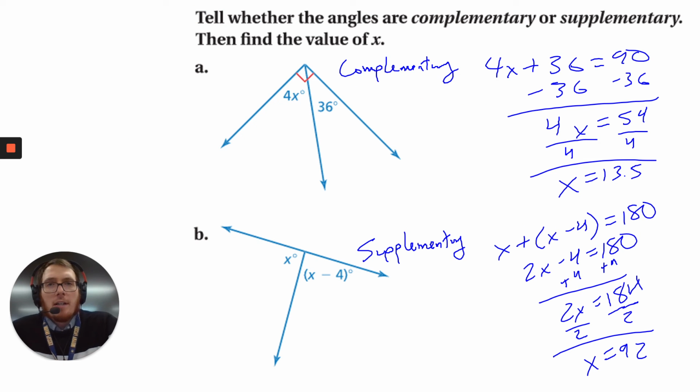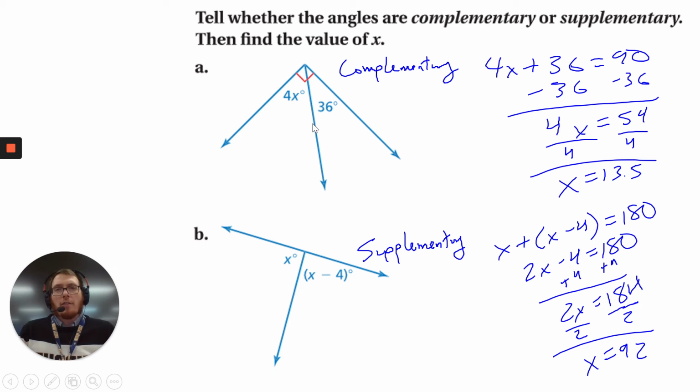The next thing we're going to talk about is solving equations using the ideas of complementary and supplementary. Make sure you're following the directions. So this says tell whether they're complementary or supplementary. These two here are complementary. Notice this red box in the corner. Remember, that means it's 90 degrees. So these two add to 90.